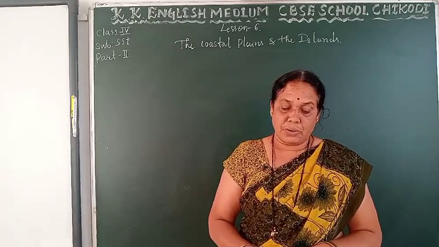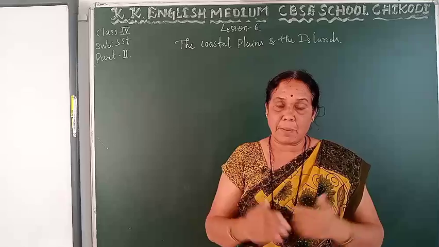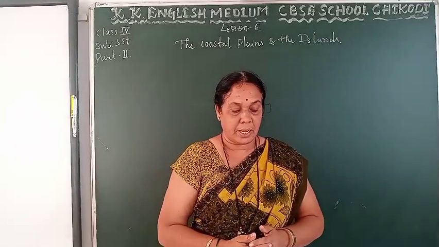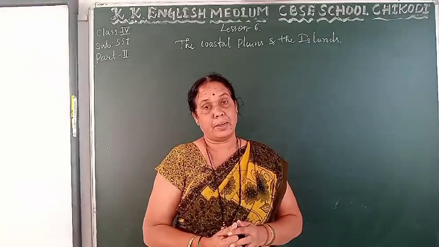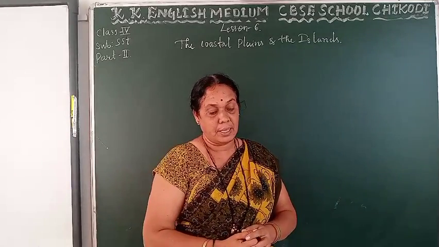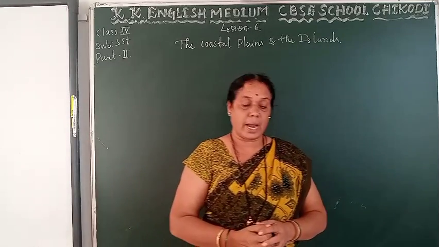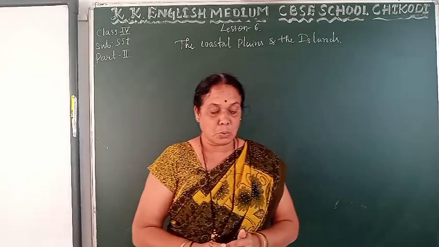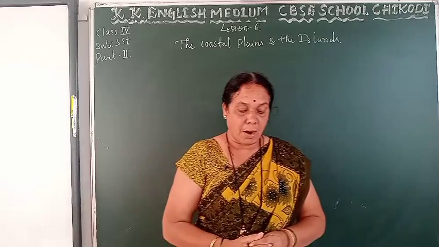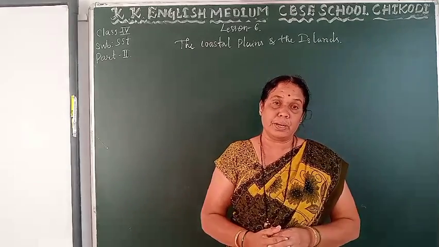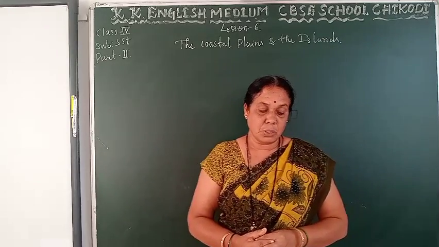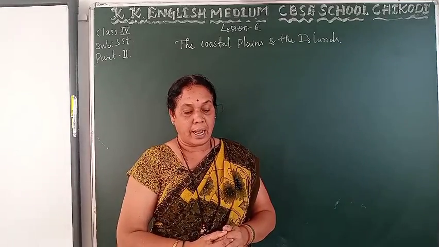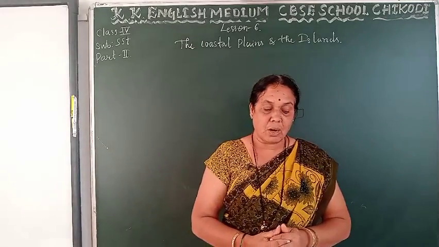About climate and vegetation: what type of climate and vegetation is there? The eastern coastal plains experience a hot and humid climate. The northern part of these plains receives monsoon rains, while the southern parts receive rainfall during the winter season. The rivers in the eastern coastal plain deposit silt and hence make the soil rich in alluvium.